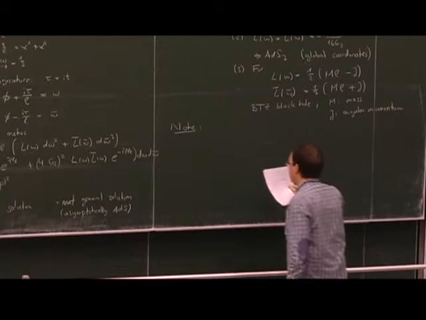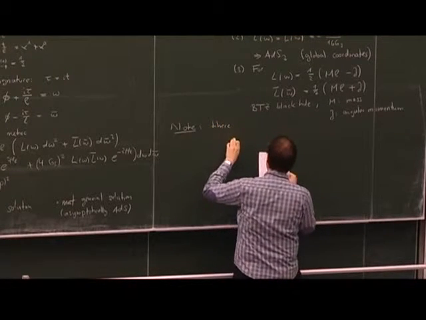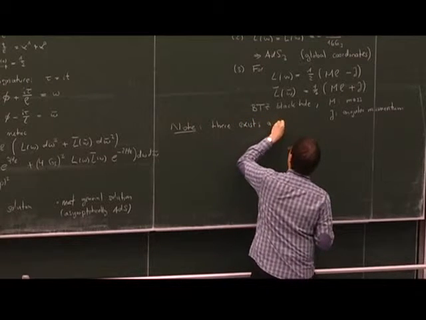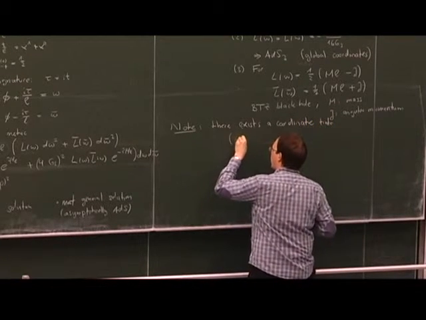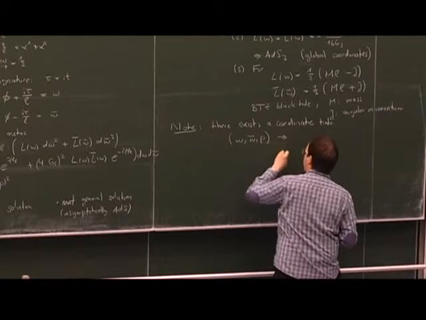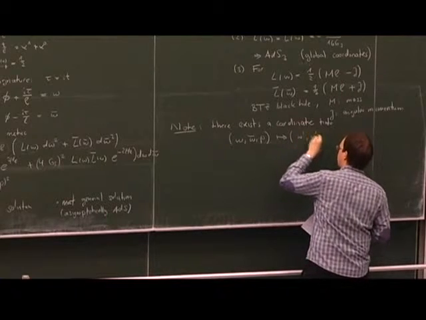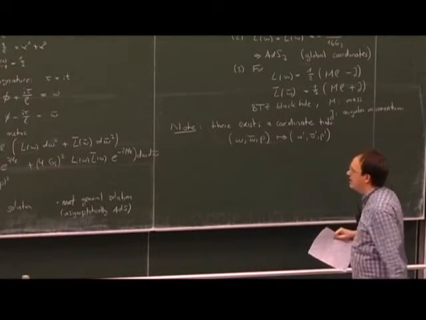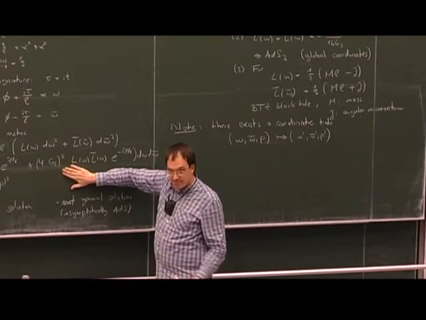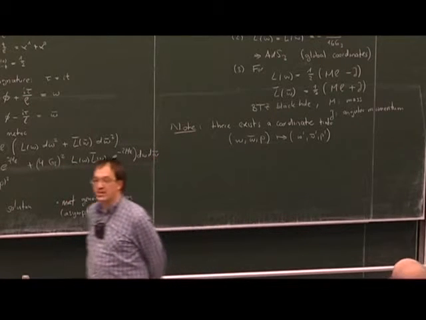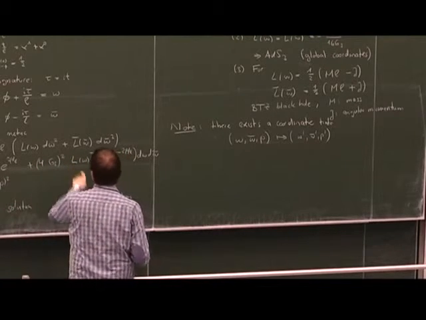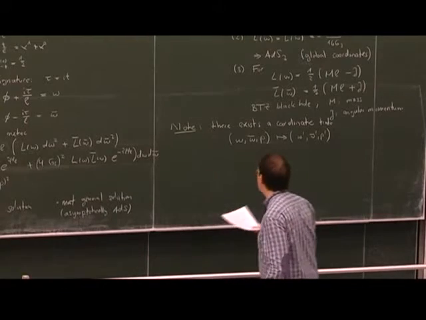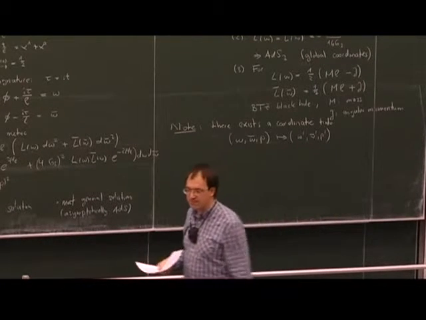I want to argue now that there exists a coordinate transformation of the following form. Basically, my coordinates W, W bar, and rho are mapped to coordinates which I call with some prime, such that we start from this metric and we end up with the same form of the metric. However, what we changed is basically this L of W and this L bar of W bar. And it's really simple to write down this diffeomorphism.